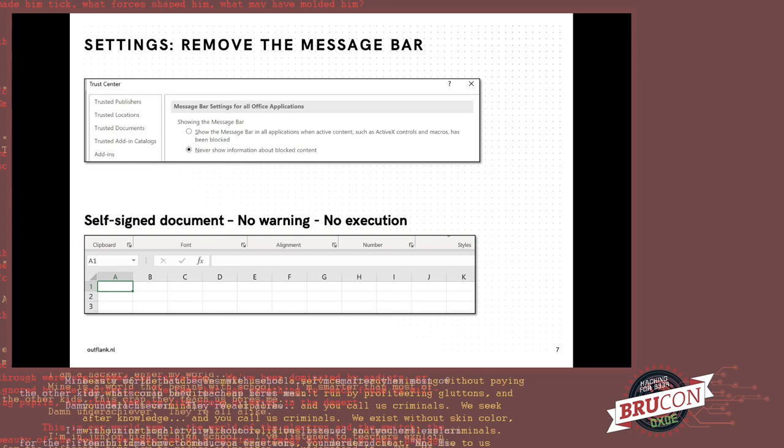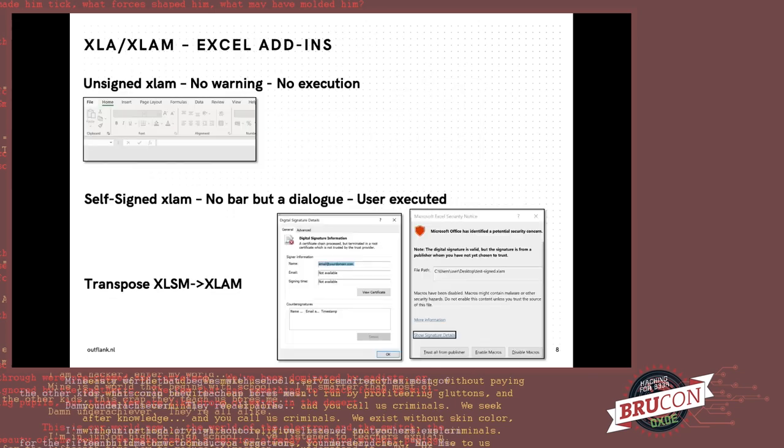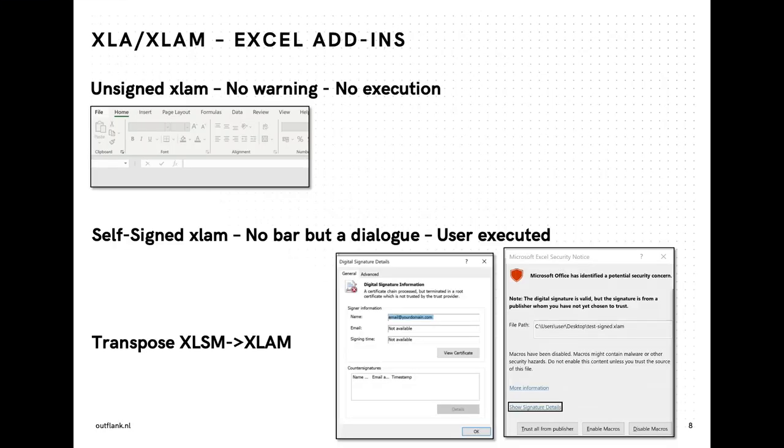Then we started poking at file formats. There are some macro-based file formats that are not seen that often. We all know our Excel workbooks and our macro workbooks. But who of you has ever played around with the XLA or XLAM file formats? These are Excel add-ins, but they're just workbooks in a slightly different format than the normal ones. Interestingly enough, an unsigned one doesn't show anything, but a self-signed one shows a dialogue. So you remember, I blocked out the message bar, but that doesn't say anything about a dialogue.